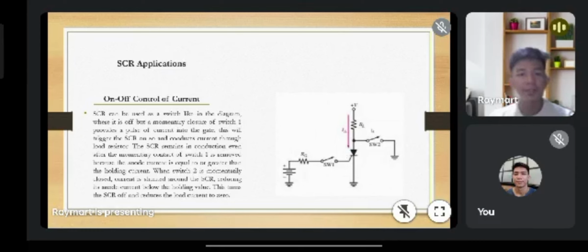The SCR remains in conduction even after the momentary contact of switch 1 is removed because the anode current is equal to or greater than the holding current. When switch 2 is momentarily closed, current is shunted around the SCR, reducing its anode current below the holding value. This turns the silicon controlled rectifier off and reduces the load current to zero.